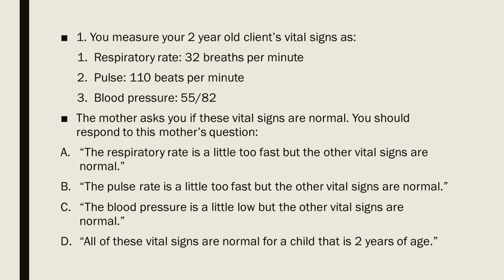The respiratory rate is a little too fast, but the other vital signs are normal. The pulse rate is a little too fast, but the other vital signs are normal. The blood pressure is a little low, but the other vital signs are normal. All of these vital signs are normal for a child that is 2 years of age.